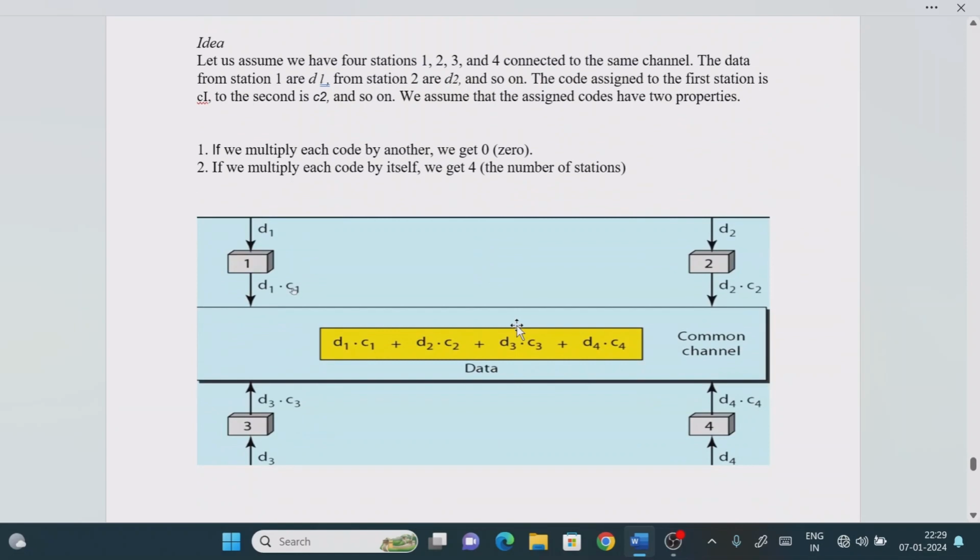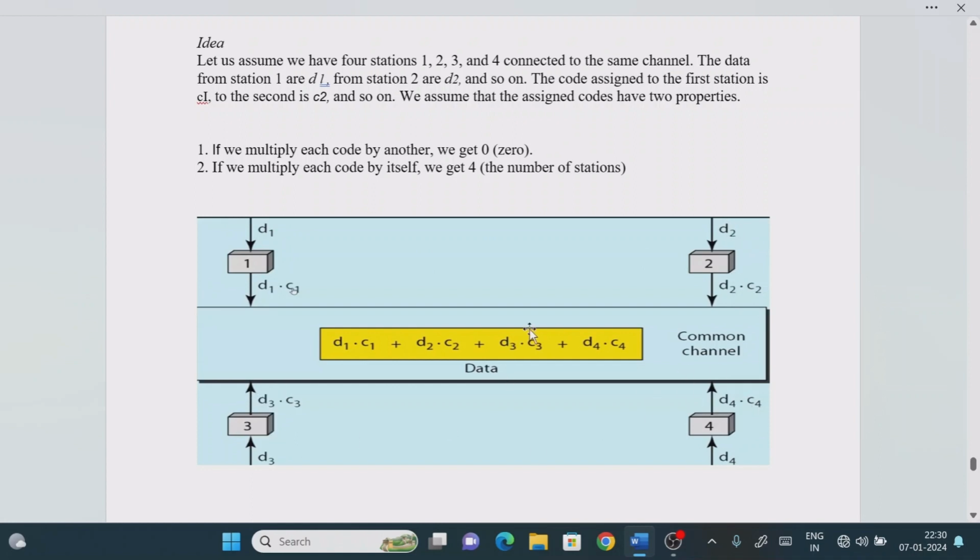Now see what we are going to do. In this assumption we have 4 stations connected to the same channel, and the same channel will be used by the 4 stations. The data from station 1 is D1, from station 2 it is D2, from station 3 it is D3, and D4 from station 4. It means that station 1 is going to send some data, which we refer to as D1. Station 2 data is D2, station 3 D3, station 4 D4.